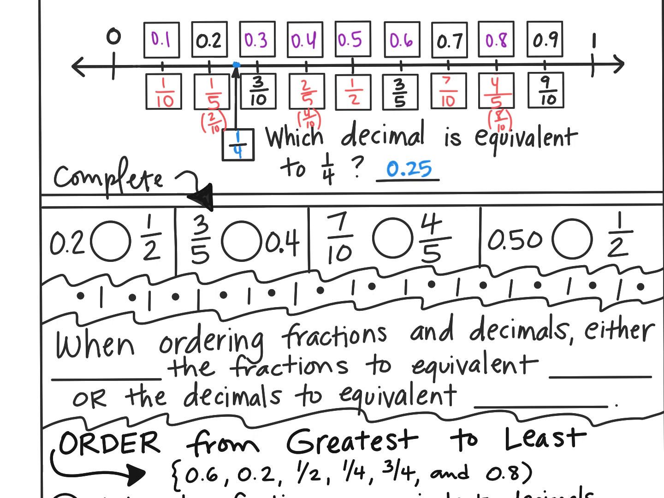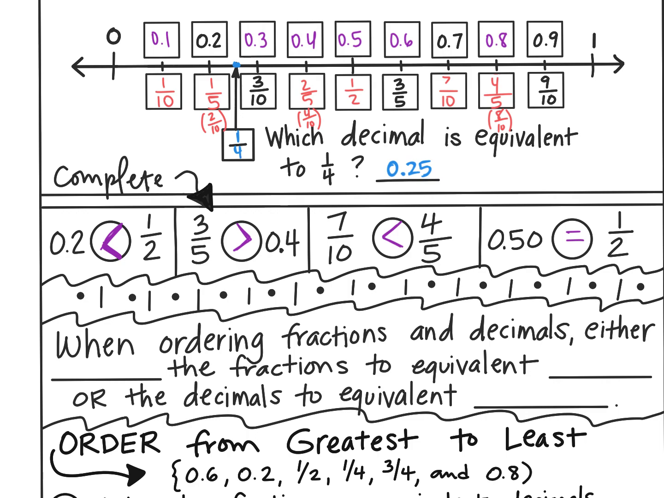Okay, so right here I have 2/10 and I have 1/2. Looking at my number line, which one is going to be greater? 1/2. The 1/2 is greater, so I'm going to write the less than sign because 2/10 is less than 1/2. What do I write for the next one? 3/5 is greater than 4/10. 7/10 is less than 4/5, and 50/100 is equal to 1/2.